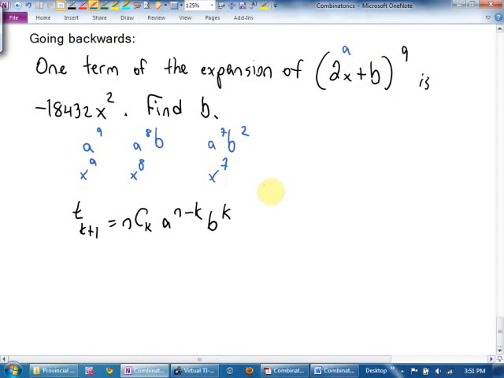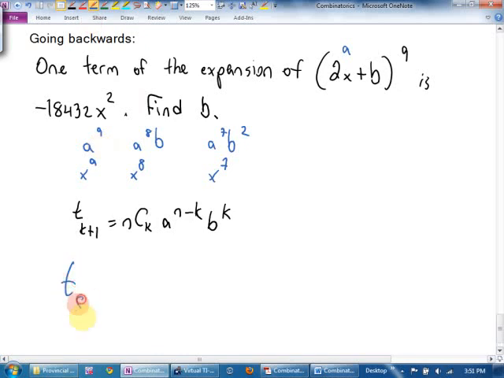Get my fingers. Ready? What did we start out with? X to the 9th, then 8, 7, 6, 5, 4, 3. You know when the x squared is going to appear? Term number 8. Aha! I want term 8.